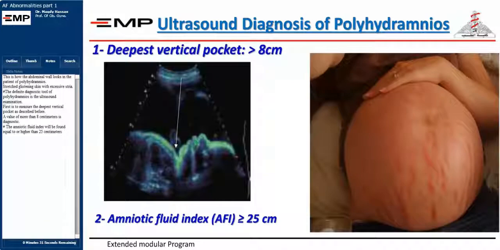This is how the abdominal wall looks in the patient with polyhydramnios: stretched glistening skin with excessive stria. The definite diagnostic tool of polyhydramnios is the ultrasound examination. First is to measure the deepest vertical pocket as described before. A value of more than 8 cm is diagnostic. The amniotic fluid index will be found equal to or higher than 25 cm.